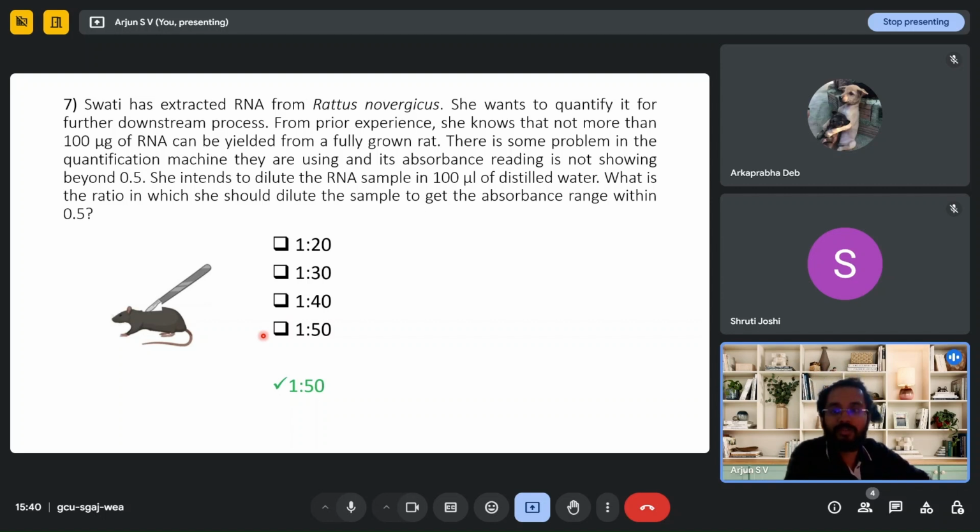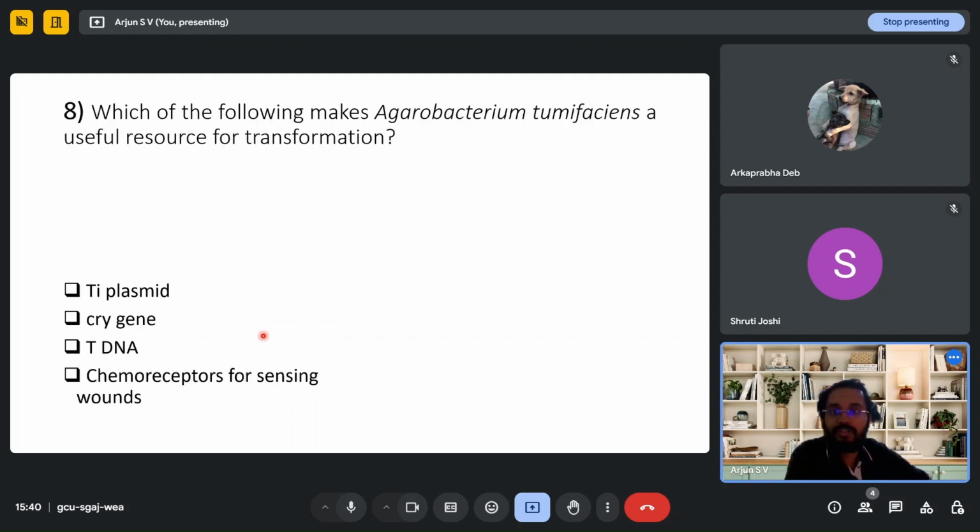So if there are no doubts, I'll go on to the next question. This is also a pretty straightforward question. Which of the following makes Agrobacterium tumefaciens a useful resource for transformation? So Ti plasmid, cry gene, T-DNA, and chemoreceptors. This is a pretty straightforward question. Ti plasmid is what makes Agrobacterium tumefaciens a useful resource.